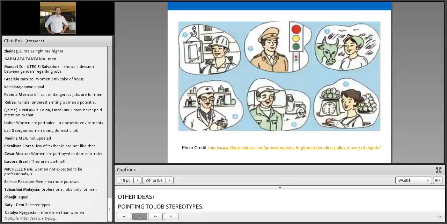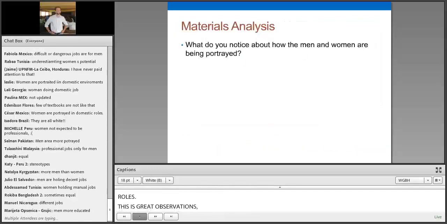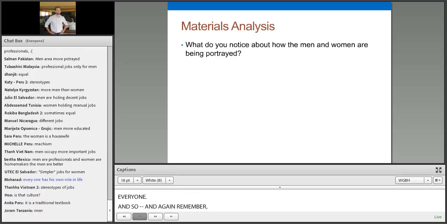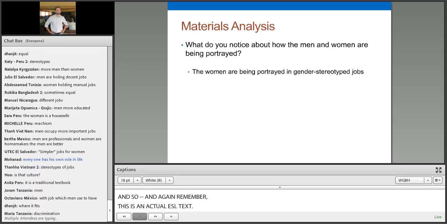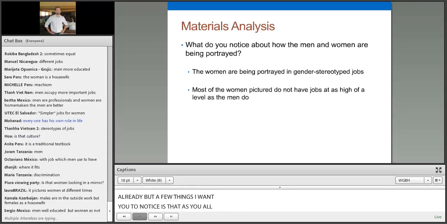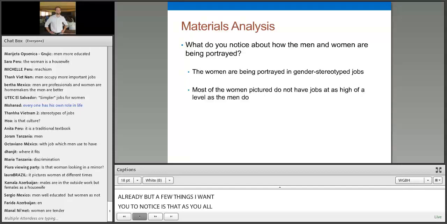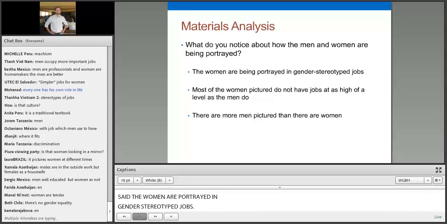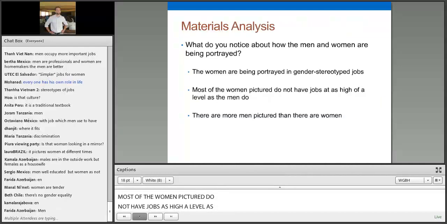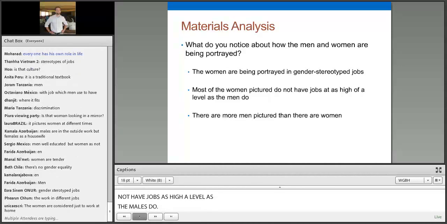Excellent. So these are great observations, everyone. And again, remember, this is an actual ESL text. A lot of you mentioned this already, but a few things I want you to notice is that, as you all said, the women are being portrayed in gender stereotyped jobs. And also so are the men. Most of the women pictured do not have jobs as high of a level as the males do. And the men are pictured more frequently than women are.